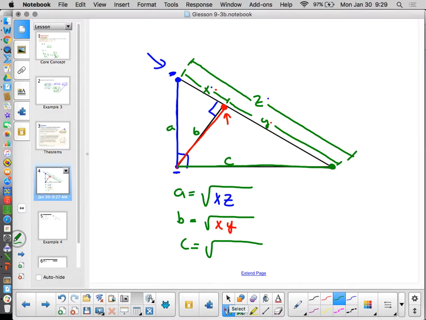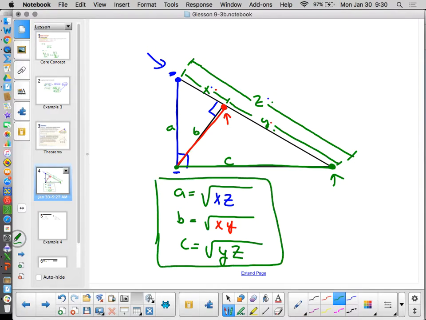C, again, has an endpoint right over here, which is the interesting endpoint. Which two other segments share an endpoint here? Well, that would be obviously Y and Z. And these are my geometric mean relationships for solving parts of unknown triangles.